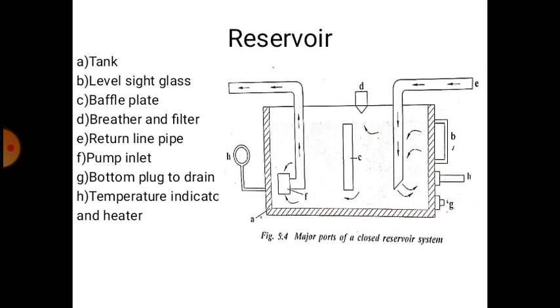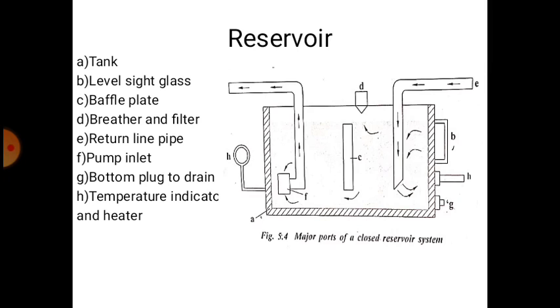A tank is made out of mild steel by welding, either rectangular or square type, rectangular being the most common. Level side glass is provided on the outer surface of the tank, which indicates the maximum and minimum level of the oil in the tank.